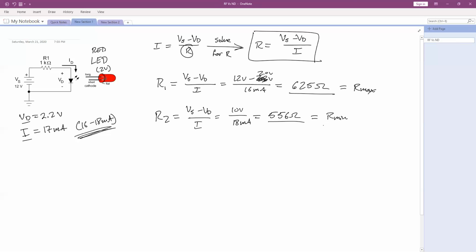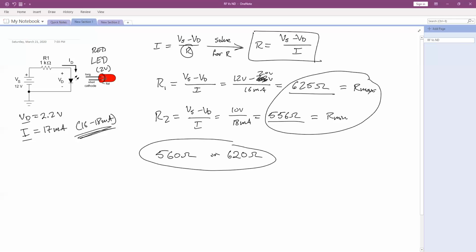Okay, so what do we do with these? We don't have exact resistor values. We have certain resistor values that are manufactured, and so we need to find a standard resistor value that falls within this range. Okay, so within that range, we actually have a couple options. There is a 560 ohm resistor or a 620 ohm resistor. And you could use either of those and you would get a current value that's going to be within that safe range of 16 to 18 milliamps.